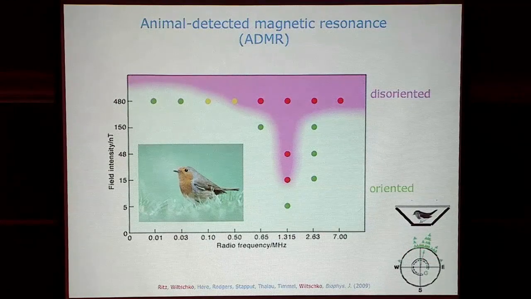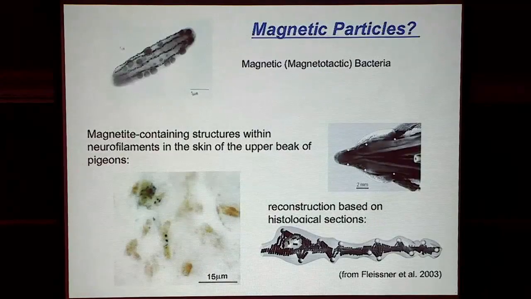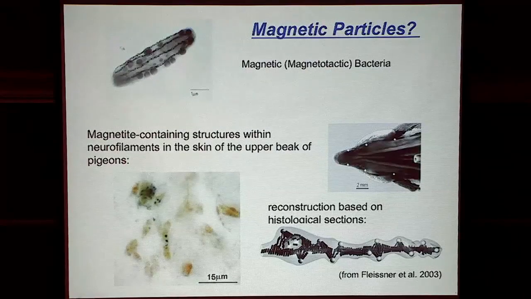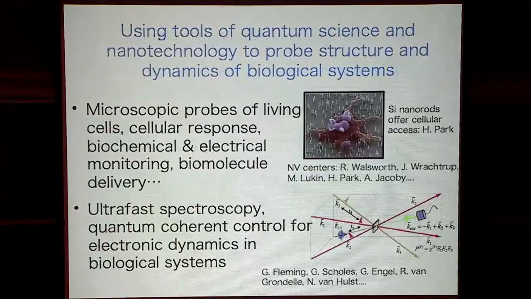And then maybe there's some criticism actually of this RF experiment right now, so it all has to be done again. Other alternatives are magnetic particles. So birds also have magnetic particles in their beaks. So that's that.